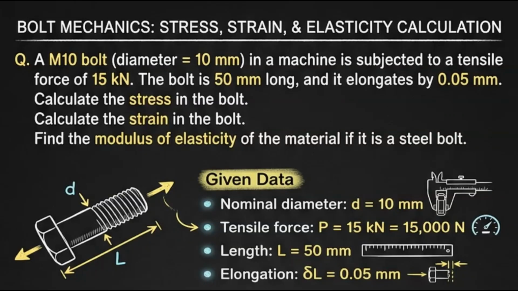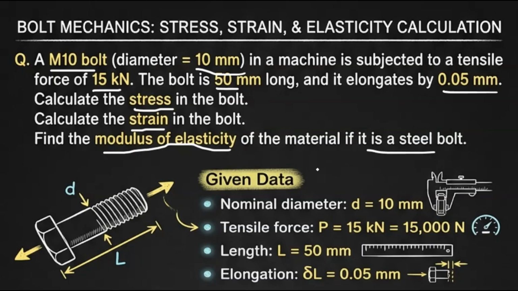In this video, we will solve a numerical based on stress, strain, and modulus of elasticity for a bolt. The question is, an M10 bolt having a diameter of 10 millimeters is subjected to a tensile force of 15 kilonewtons. The length of the bolt is 50 millimeters, and it elongates by 0.05 millimeters. We are required to calculate the stress in the bolt, the strain in the bolt, and the modulus of elasticity of the material, assuming it is a steel bolt.